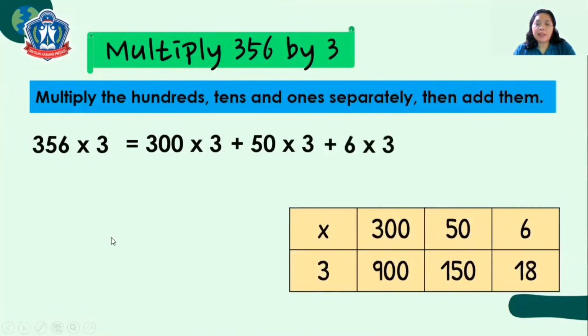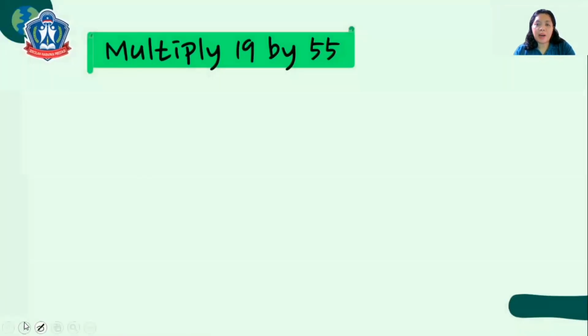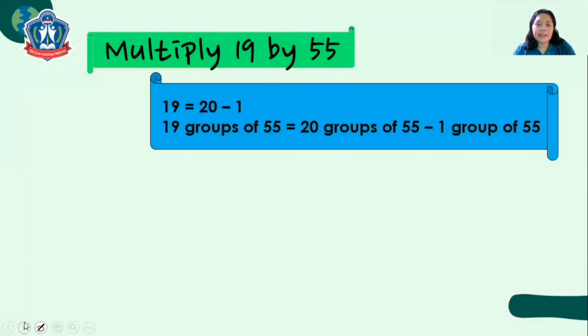So if we multiply 300 by 3, that is equal to 900. Correct. Next, 50 times 3 is 150. Then 6 times 3 is 18. Then let's add all together, and the answer is equal to 1068. Another example, or another way to multiply. Let's multiply 19 by 55. 19 is near to 20.